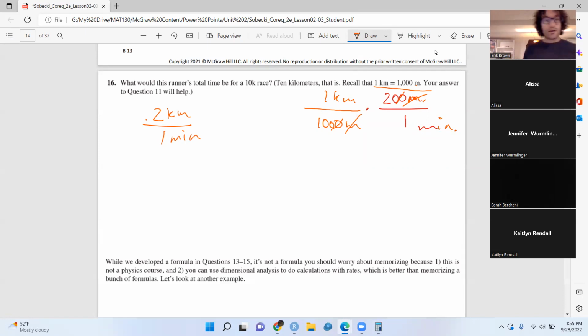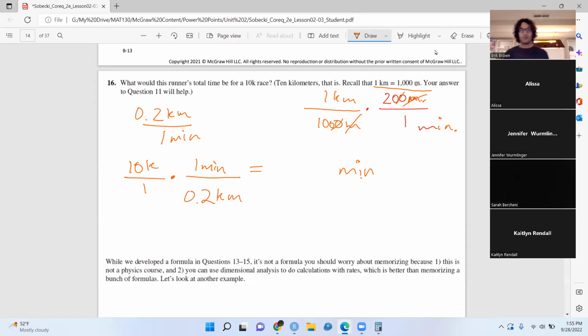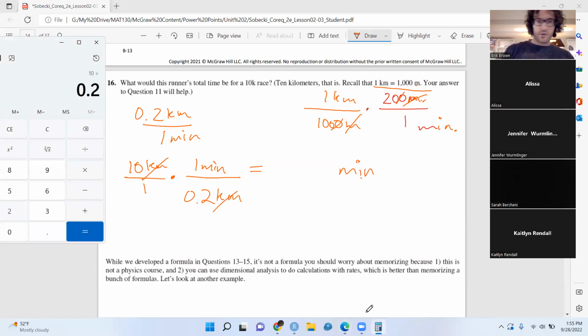Okay, so now we can take our 10K race, and I'm going to do this using dimensional analysis. I'm going to multiply this by the rate, but I'm going to flip the rate, because in the end what I want to be left with is just minutes. So I'm going to multiply this 10K by 1 minute divided by 0.2 kilometers. That way, these kilometers cancel, and we're left with time. 10 divided by 0.2 is 50 minutes.